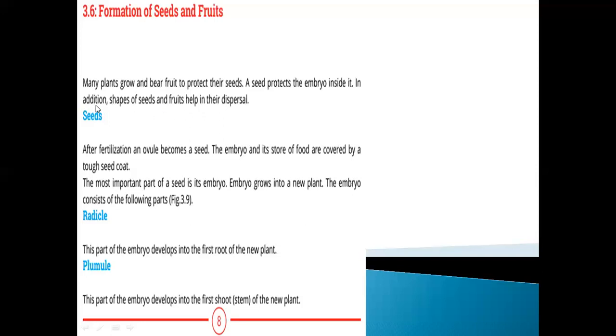So how are seeds helpful for the dispersal and for the growth of new plants? It depends on their shapes as well. So let's take a look at the seeds.